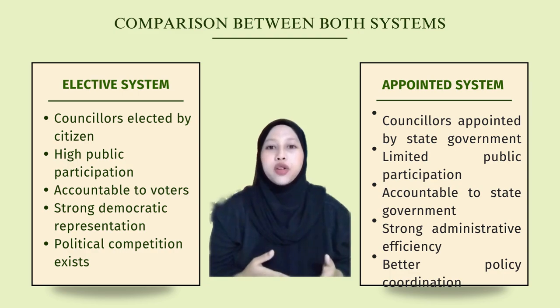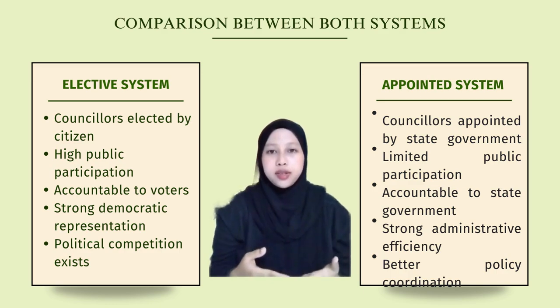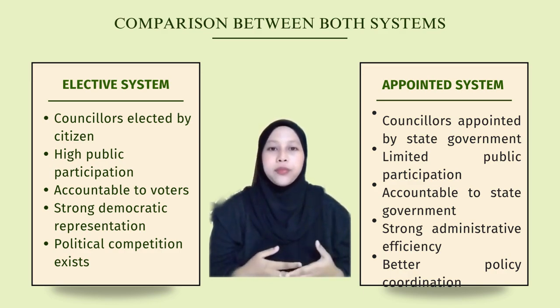Fourth is a strong democratic representation and a strong administrative efficiency. The elective system provides stronger democratic representation because it reflects the people's choice. On the other hand, the appointed system focuses more on administrative efficiency and smooth management.